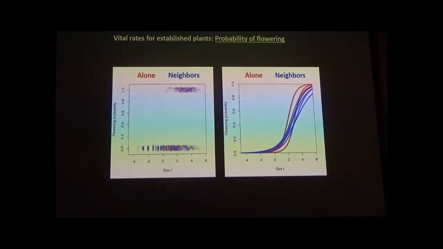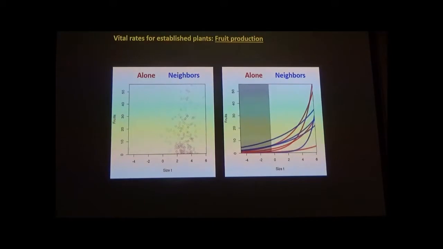Probability of flowering is very size dependent, so only the large plants tend to flower in a given year. But you can see, if anything, the plants growing by themselves, so not potentially being facilitated, have a higher probability of flowering than plants growing with neighbors. And then for those that do flower, the fruit production can be highly variable from year to year. Some of the highest fruit production we've seen has been plants growing by themselves.